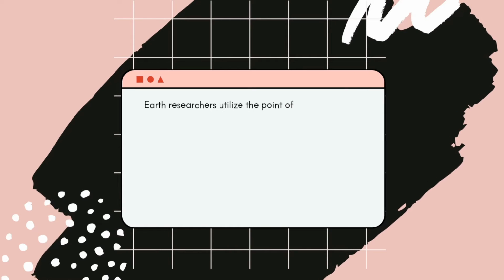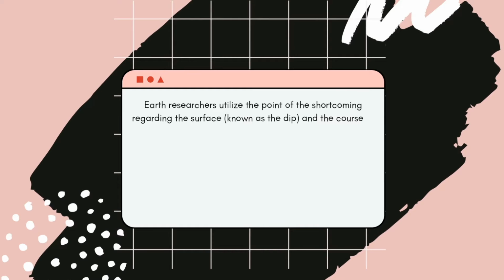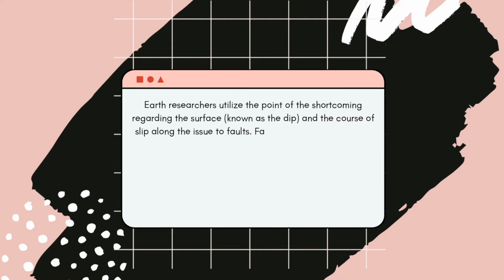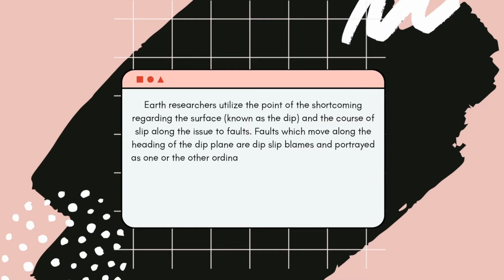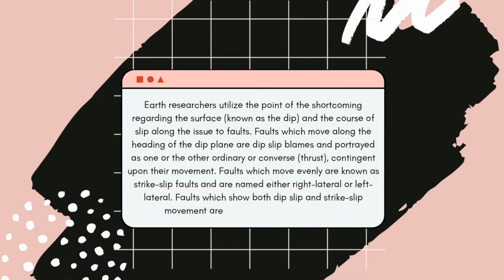Earth scientists use the angle of the fault relative to the surface, also known as the dip, and the direction of slip along the fault to classify faults. Faults which move along the direction of the dip plane are dip slip faults and are described as either normal or reverse, which also can be called thrust, depending upon their movement. Faults which move horizontally are also known as strike slip faults and are named either right lateral or left lateral. Faults which show both dip slip and strike slip movement are also known as oblique slip faults.